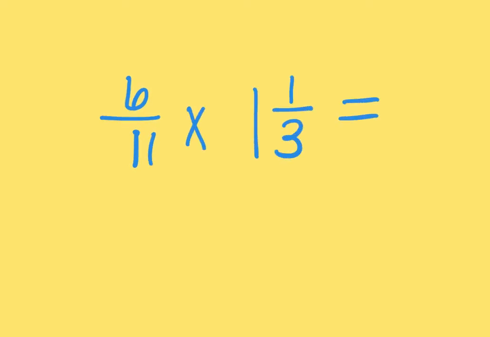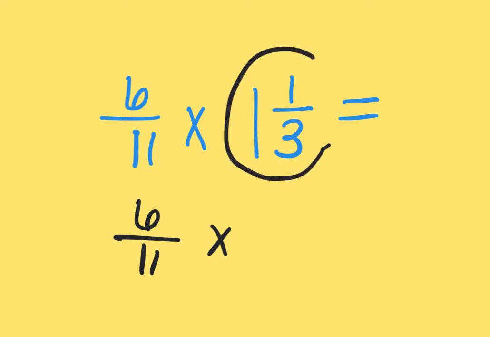Let's try another one. 6/11 times 1 1/3 equals. Now this one, my fraction comes first and my mixed number comes second. That is fine. You do the same thing. Convert that to an improper fraction. 3 times 1 is 3. 3 plus 1 is 4. Keep it over the denominator you had, so that would be 4/3.